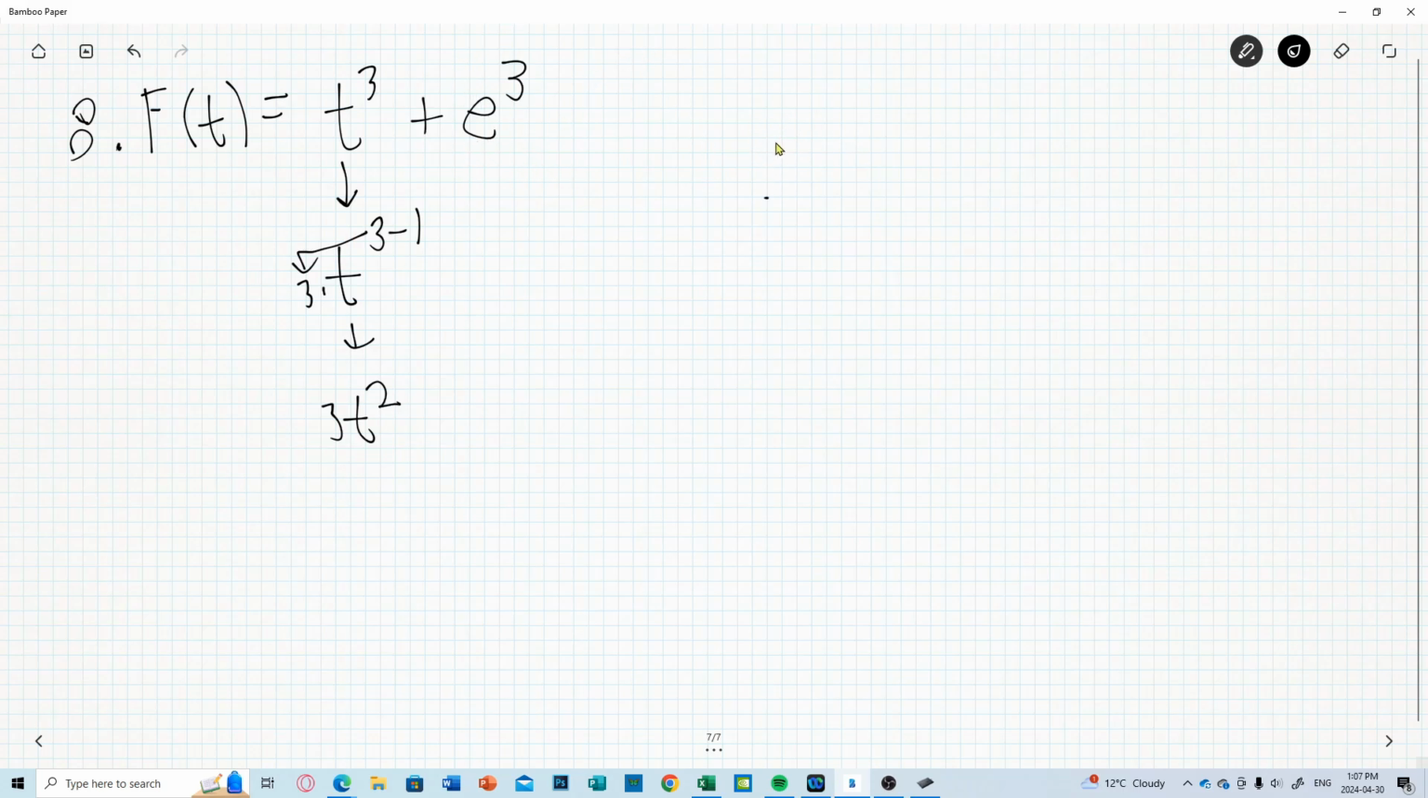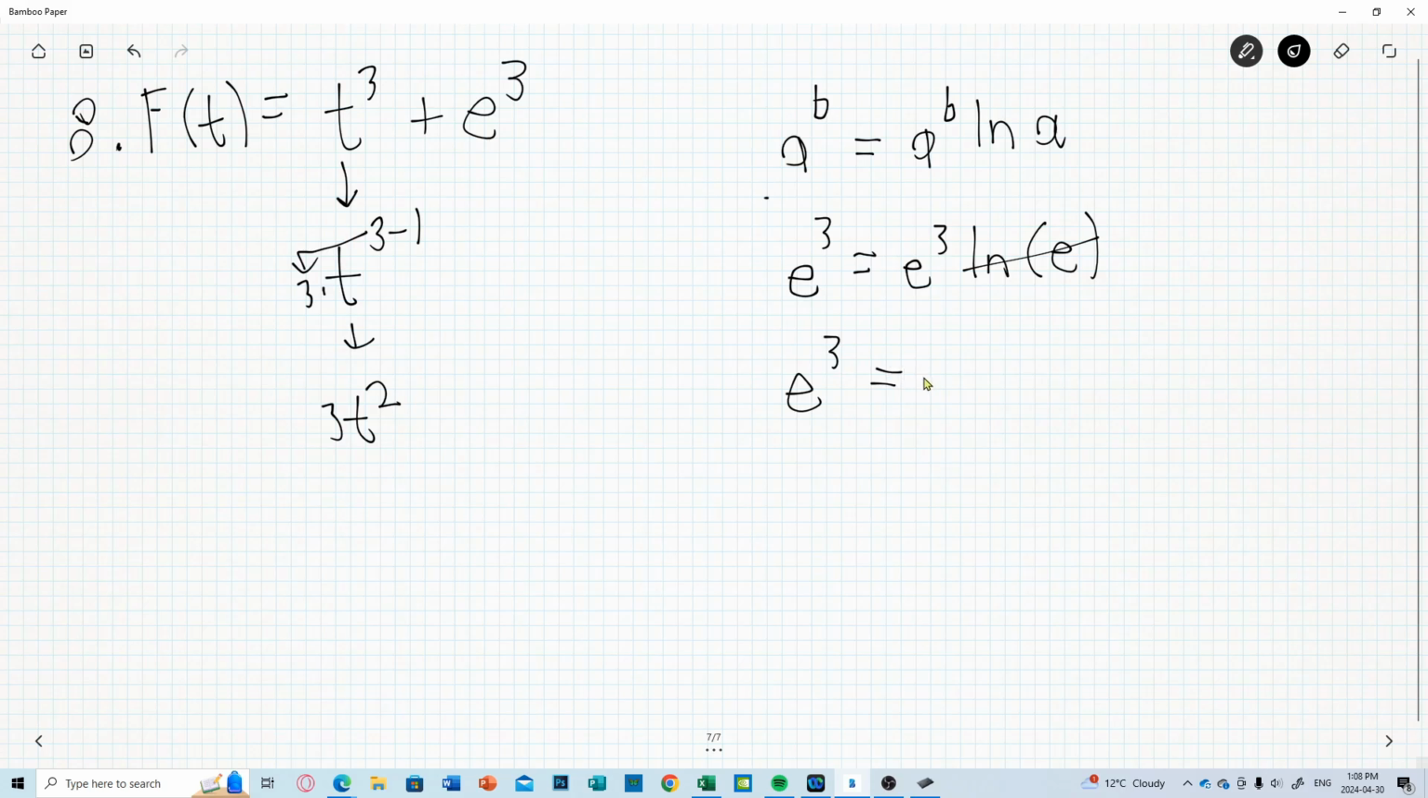So there is this fun rule where a to the b is going to equal e to the b ln a. So this is in the form of this, as you can see. So we could put e to the t: keep it the same, e to the t, but this is going to be ln e. And if you know anything about ln e, they cancel with each other. So that's why the derivative of e to the t is just going to be itself. So it's going to be 3t squared plus e to the t, and that's going to be the derivative of f of t.